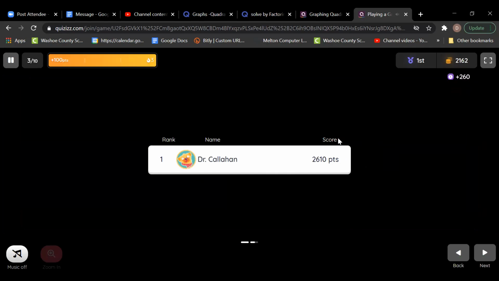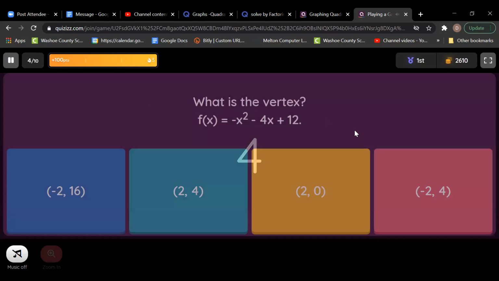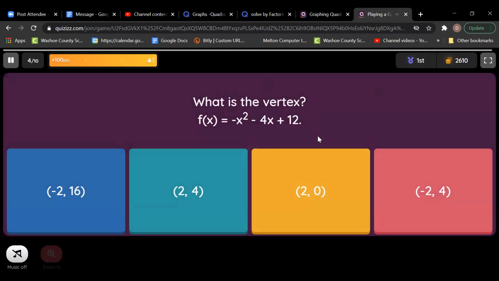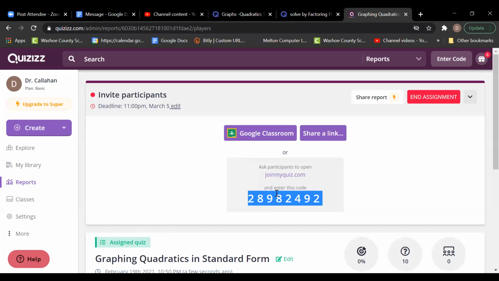So I went over the first 3 questions with you guys. I want you guys to continue with this until you get to the very end of the 10 questions. And if you need to look at that code one more time, just go back to the video and do that. So there you go. Here's your code once again. Make sure you insert that.